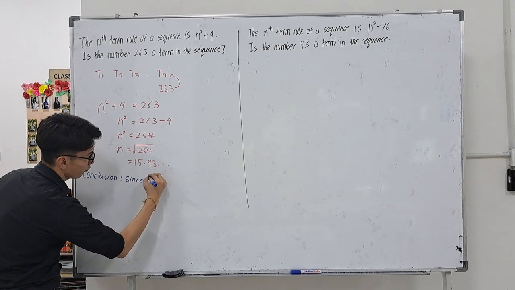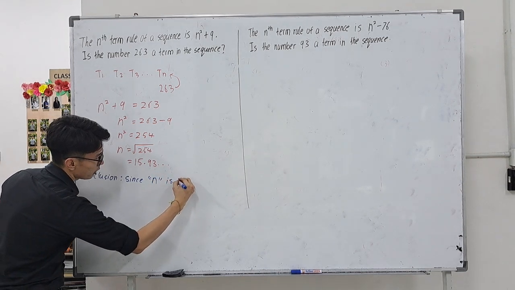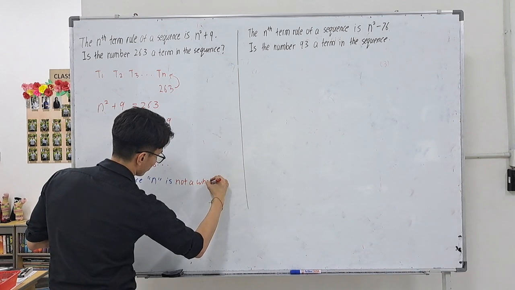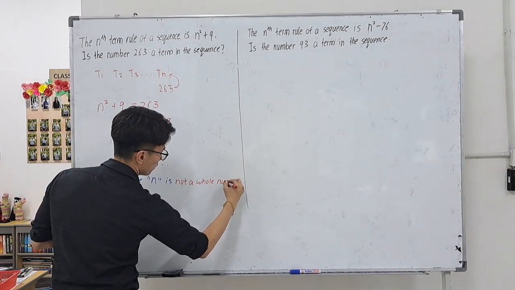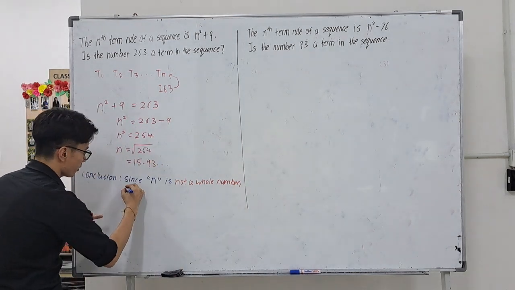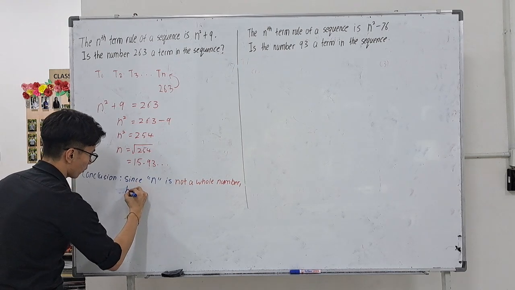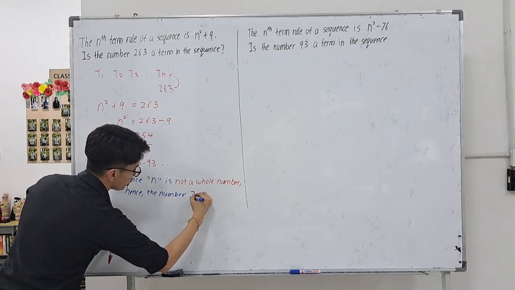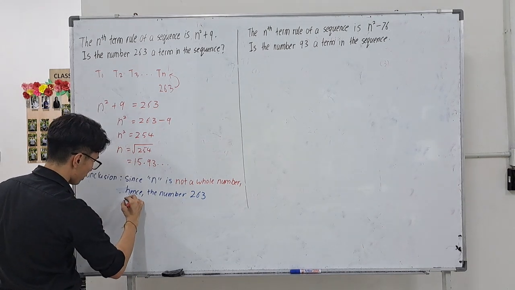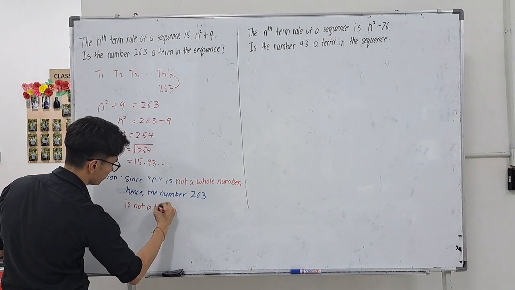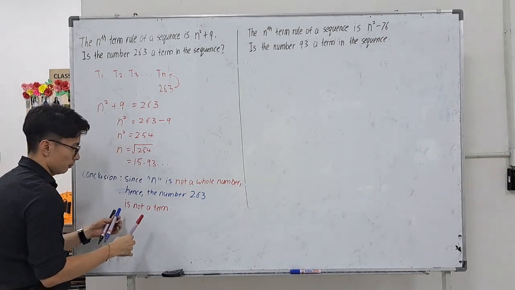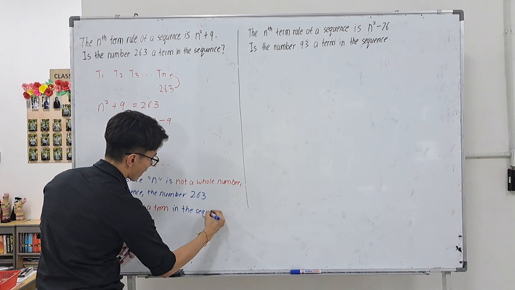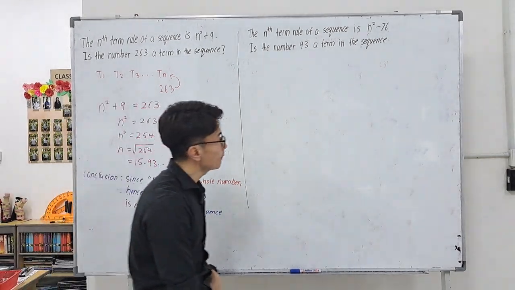Conclusion: since the value of n over here is not a whole number, hence the number 263 is not a term in the sequence. Okay, so that is basically what it means.